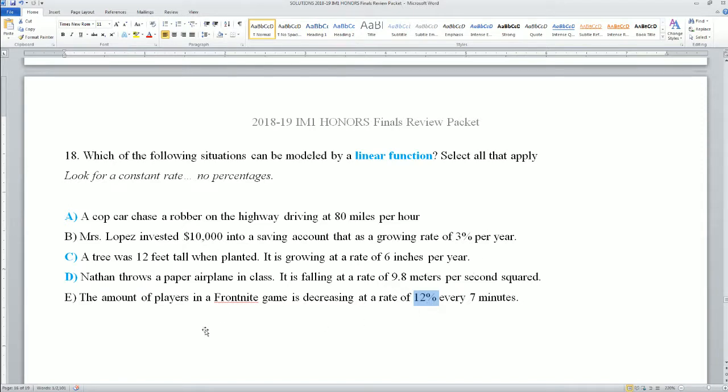It is a percentage, right? It depends on the amount of players. 12% of 100 is 12, but 12% of 20 is what, like 1 point something? So it depends on your amount. Percentages change, right? The decrease will change here.